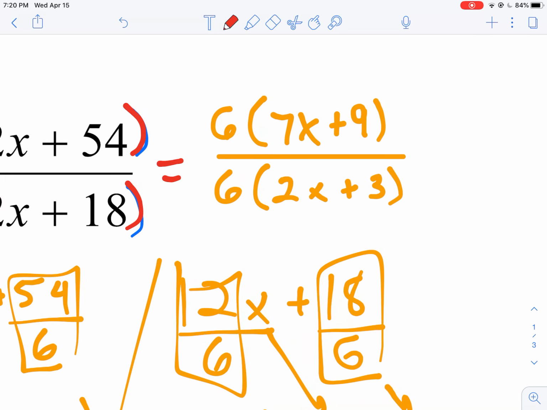What I can cross off, however, are these 6's out in front, right? 6 over 6. Those match. You can simplify these fractions. If it's a 6 over 6, that simplifies to 1. So we could just cross those off.